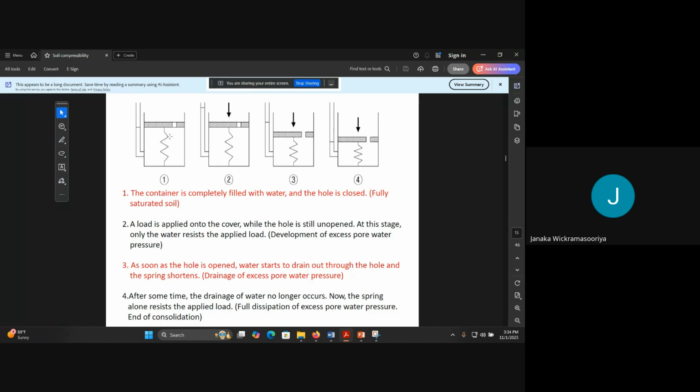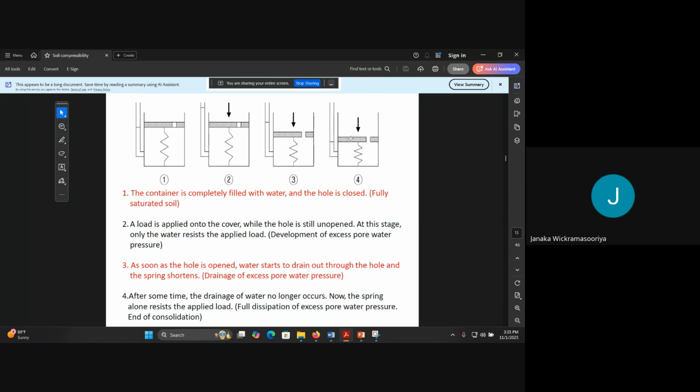Now consider this as a soil element. When the soil element is saturated and there is no air void inside, and when you apply a load, what happens is, initially the load is applied to the water particles, then the pore water pressure increases, then the water particles will move out. When the water particles move out, the pore water pressure gets reduced.